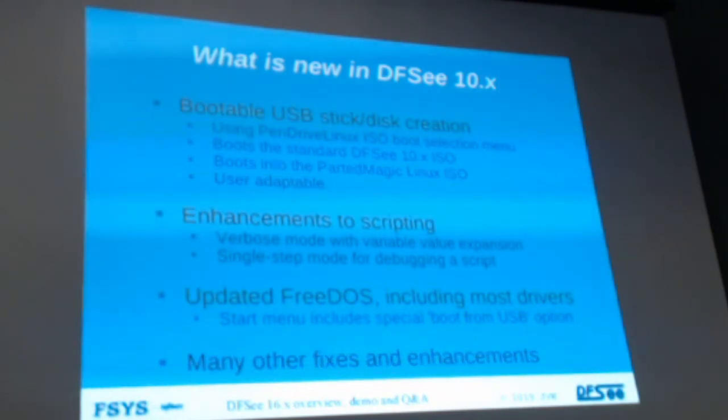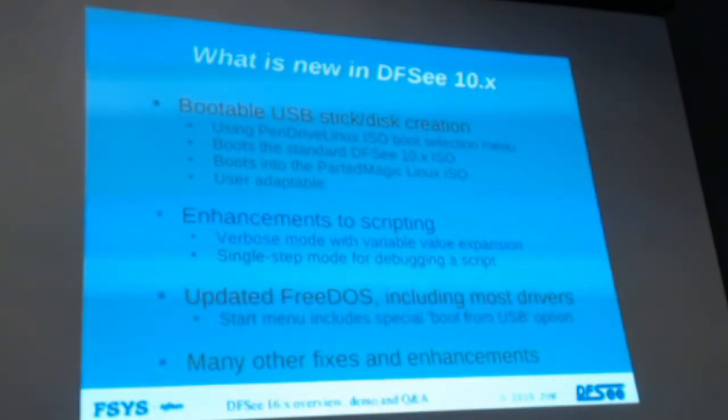Version 10 added the first bootable USB stick, which was based on Pendrive Linux. That was a small boot thing that could actually boot multiple ISO files. So that's basically what it is. It's a bootloader that can boot multiple ISO files that you put on there. And I distributed this thing with the DFSee ISO preloaded, the DOS version. And it also already had the menu to start the Linux version, but you'd have to download that separately because it was rather large.